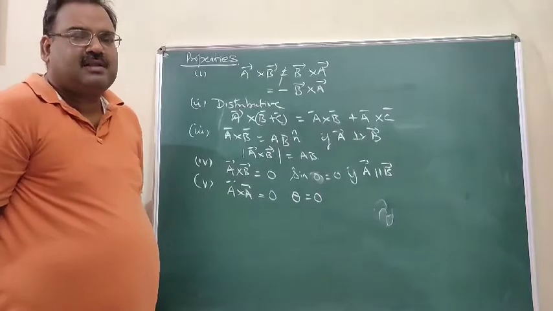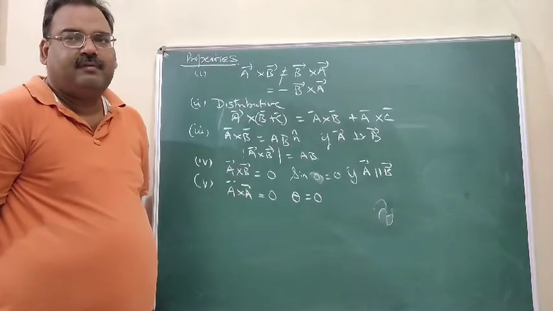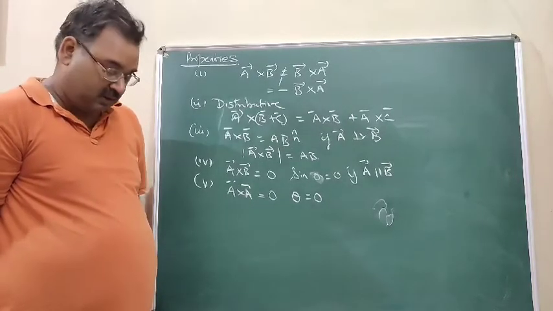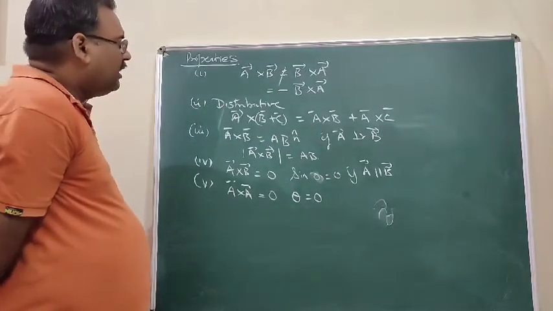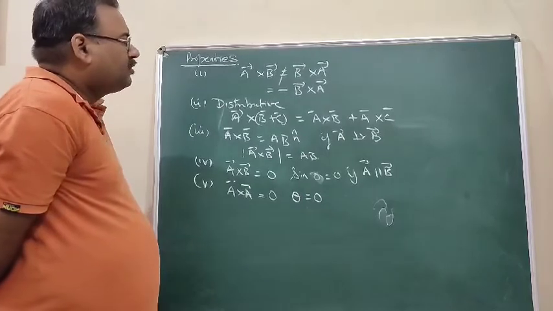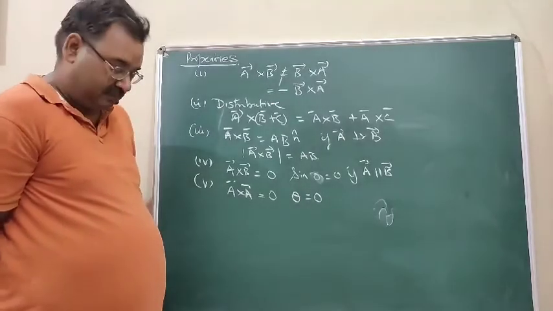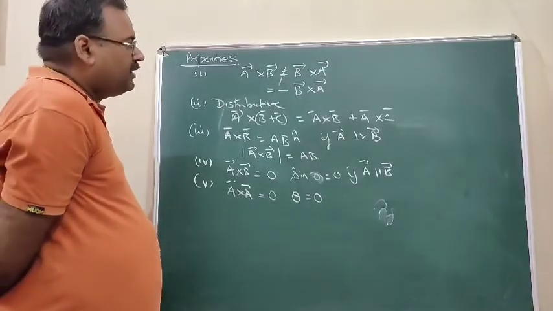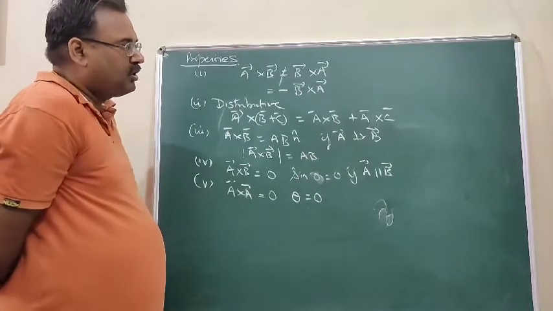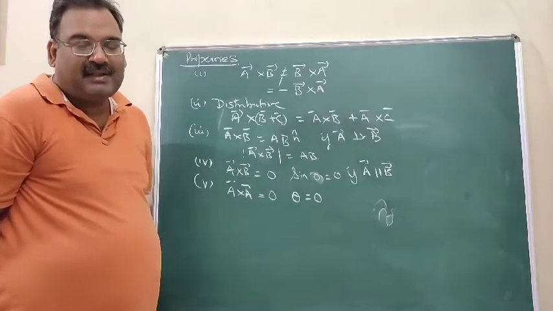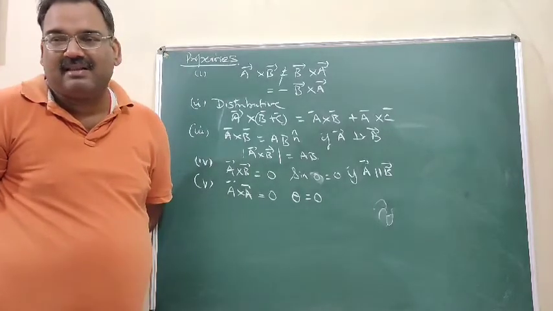Now let's discuss the properties of cross product. So the first property is the cross product is not commutative. Okay? A cross B is not equal to B cross A. Their magnitudes are equal, but the direction is reversed.